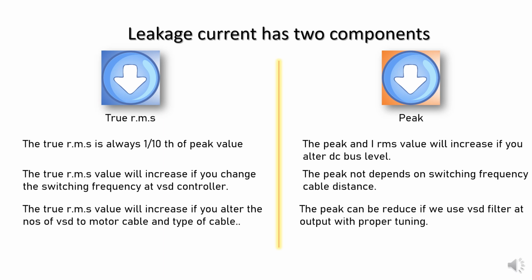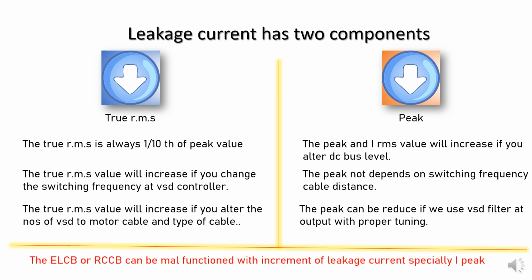When you are selecting the output filter, kindly refer to the OEM catalog. Don't try to use a local filter, otherwise the same equipment leakage current issue will be faced. So the magnitude of the leakage peak can be reduced if you use a proper VSD filter at the output. Because of all these problems, everyone is facing ELCB and RCCB malfunctioning at the VSD input, because the leakage current is not calculated during the design.